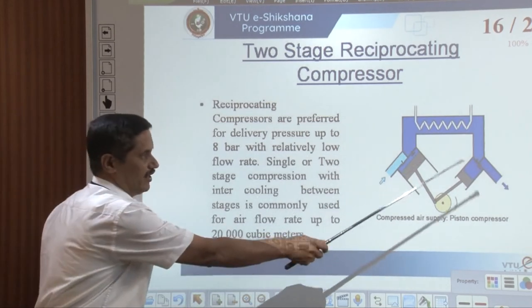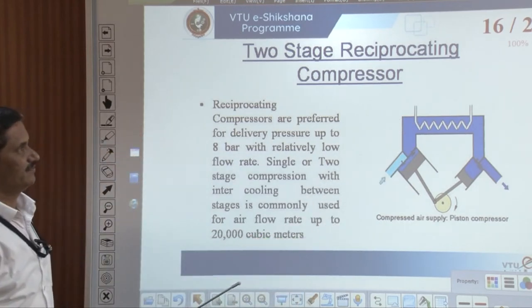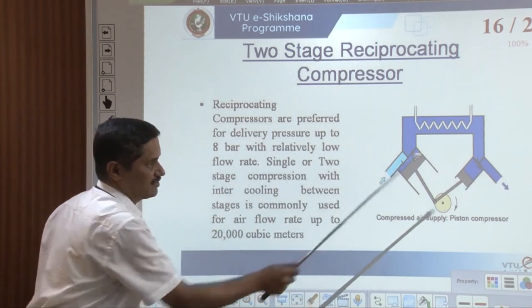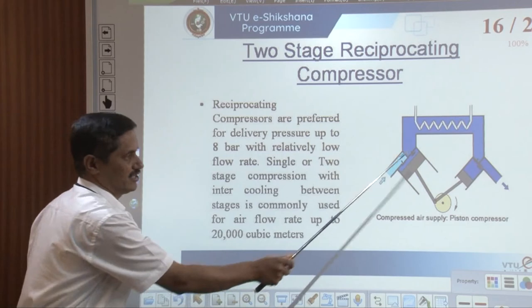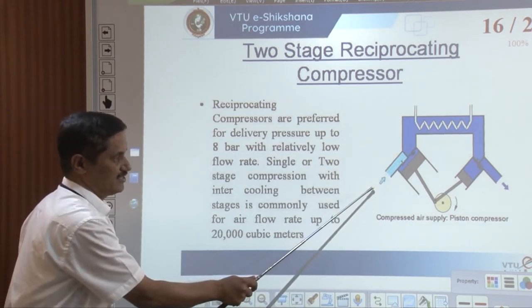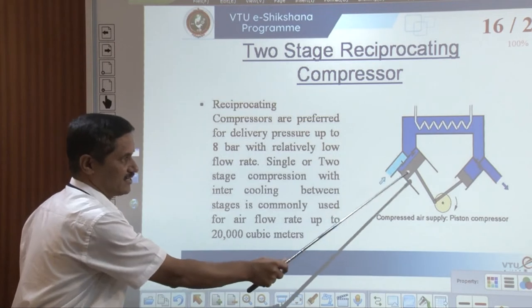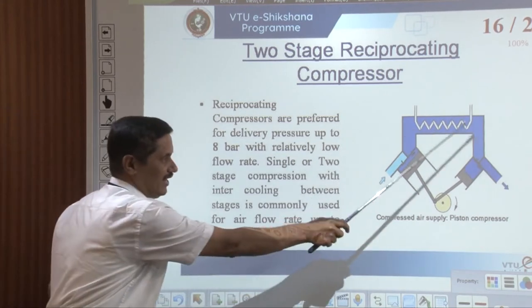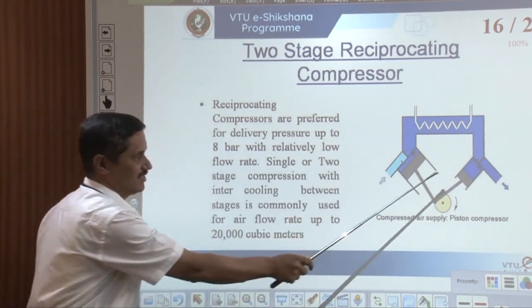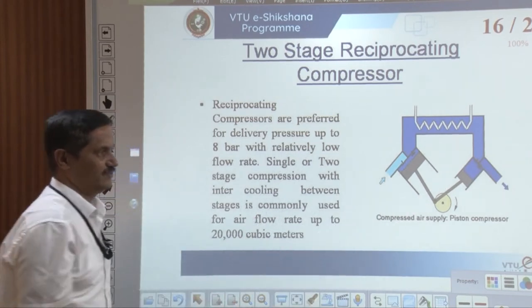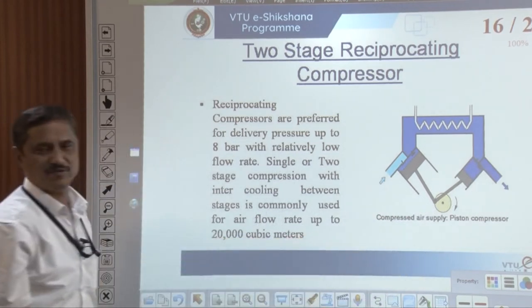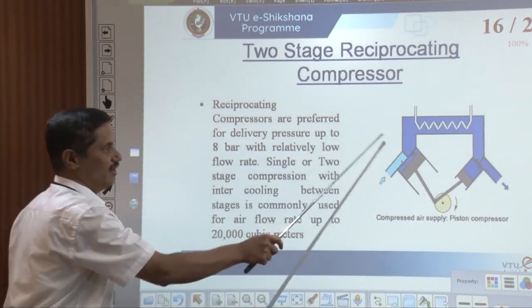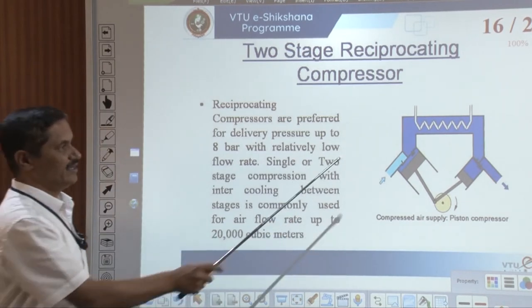Now, I am showing you a picture of a reciprocating type of compressor. Here two stage reciprocation is done, stage 1 and stage 2, hence we call it two stage. In the initial stage, air is taken into this cylinder and compressed, then passed through an intercooler, and fed into a second cylinder, which is smaller in dimension compared to this. Again it is compressed here, and subsequently you can get a much higher pressure. When you do a multi-stage compression, intercooling is normally preferred.